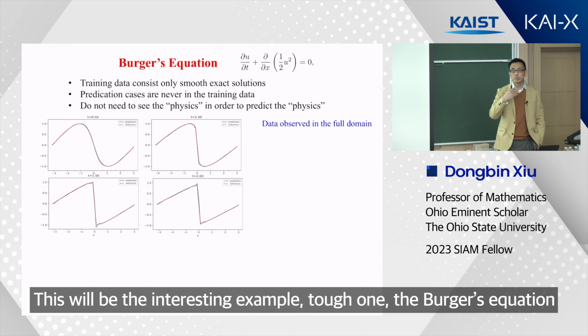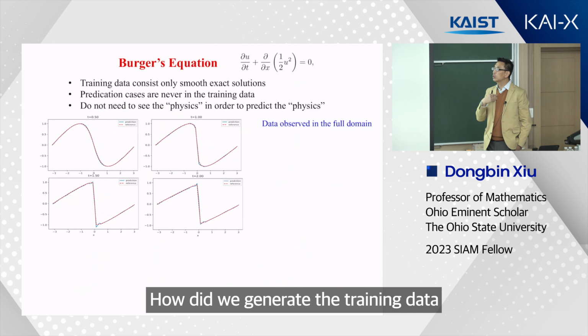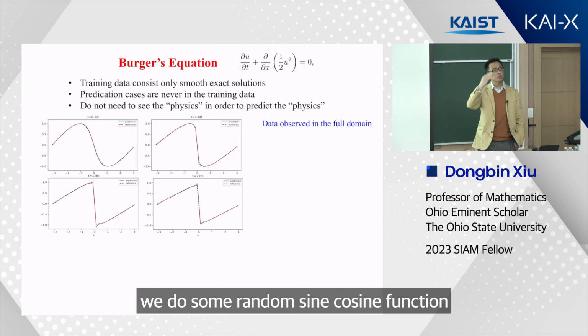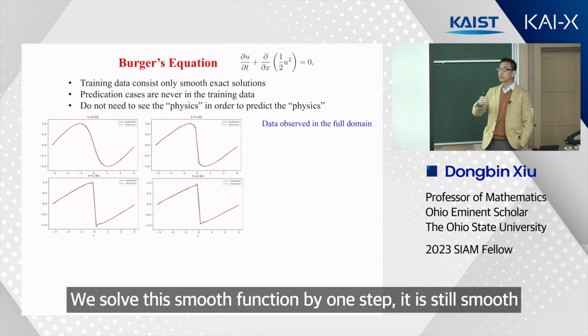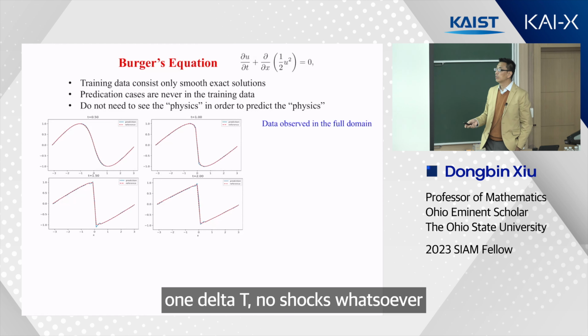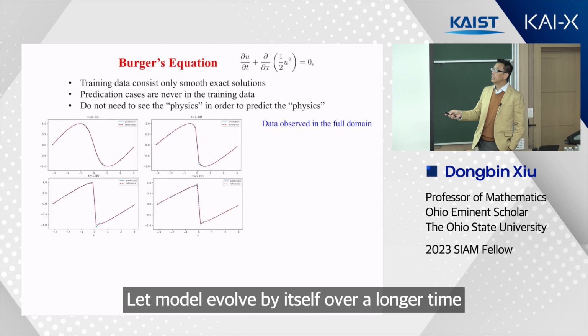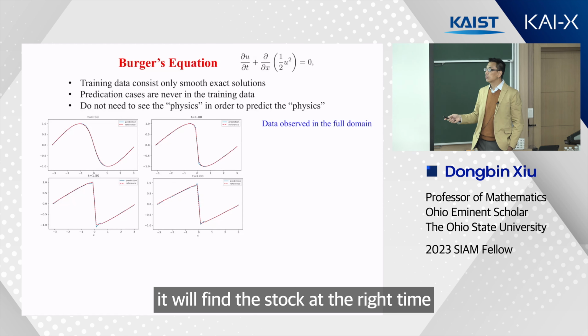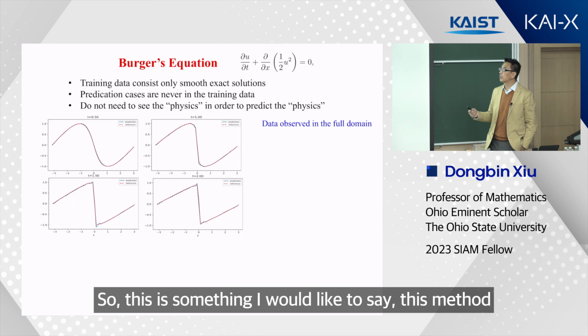This will be the interesting example, a tough one, the Burgers equation, right? So I will observe one step of solution evolution. How did we generate the training data? We use some random sine and cosine functions, with arbitrary coefficients, so it's very smooth. We solve this smooth function by one step. It is still smooth, one delta t, no shocks whatsoever. But given a new initial condition, let the model evolve by itself over a longer time, and it will find the shock at the right time. In fact, quite accurately.